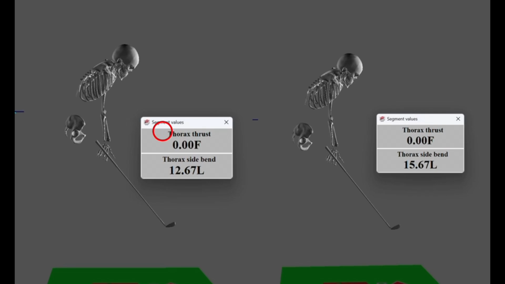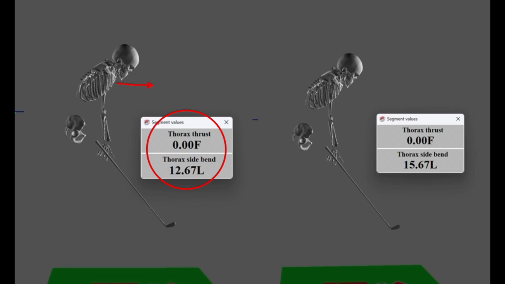We've got our thorax thrust, which is basically the chest moving forward or away from the golf ball. So we have an F for forward, a B for back. And we've got our thorax side bend. Now, generally speaking, when we look at thorax side bend or chest side bend, we would look at it from a more front on perspective. But I really wanted to show it to you from this perspective because it's really affected by what we're talking about. So let's just have a look at those data.